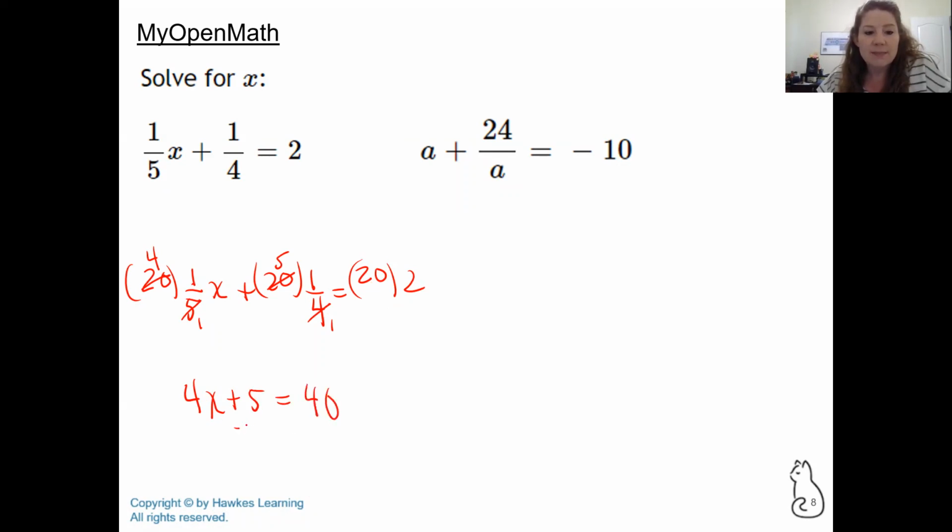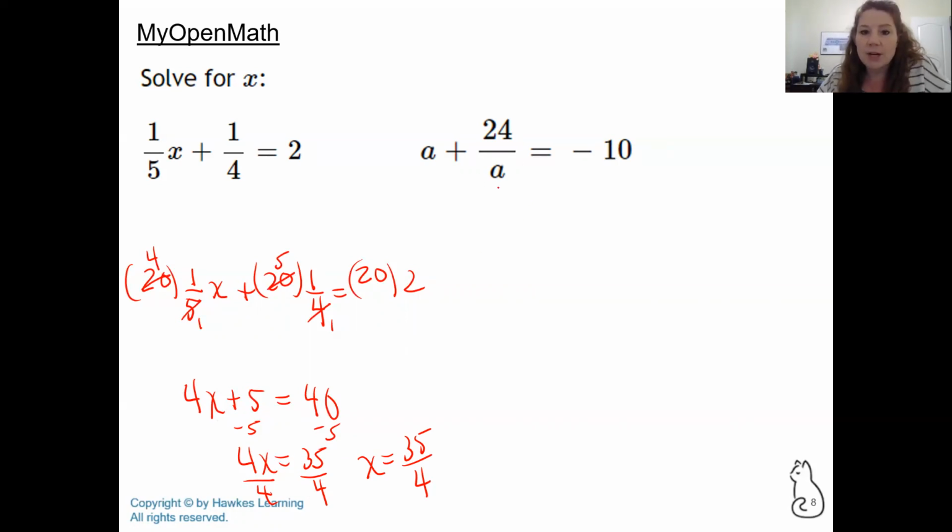Then we're going to solve for x by subtracting 5. So we have 4x is equal to 35. And then we would divide both sides by 4, and x is equal to 35 over 4. That should be the right answer. Just to check, I'm going to put in 1/5 times 35 over 4 plus 1/4, and I should get 2. And I did. I got exactly 2. So I know I'm right.